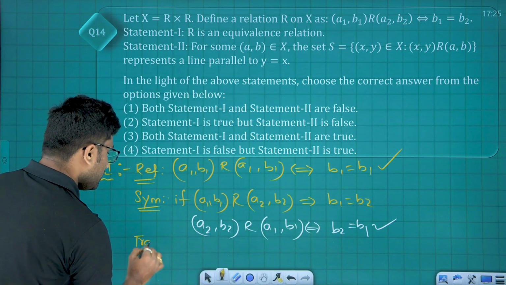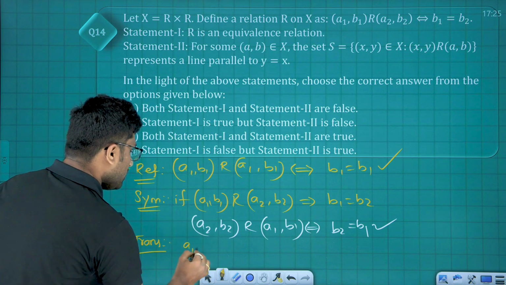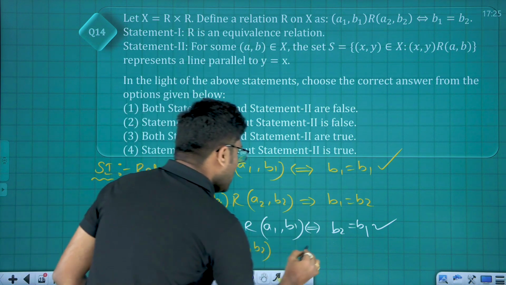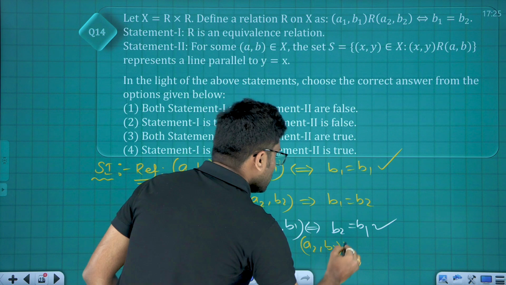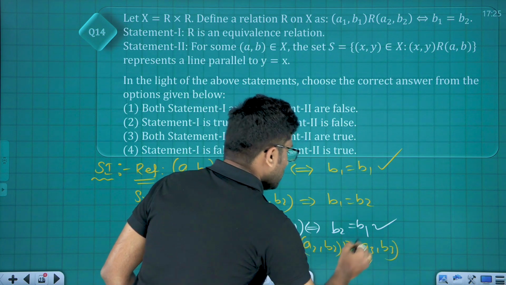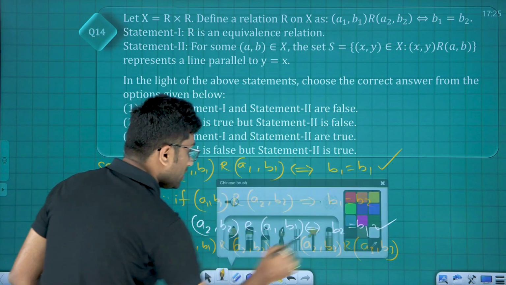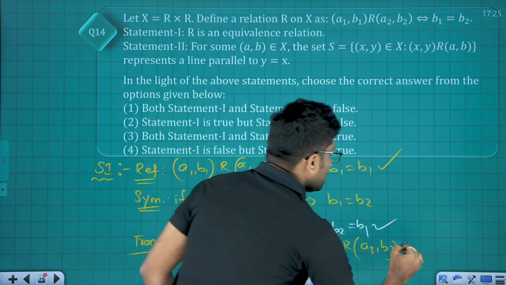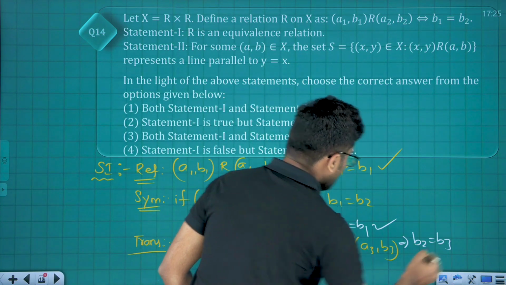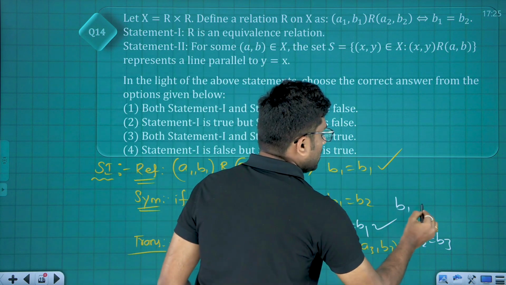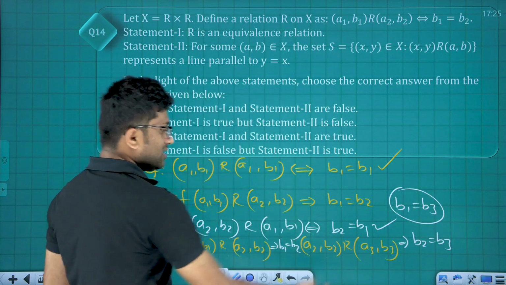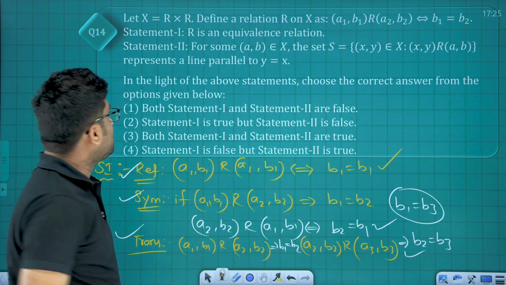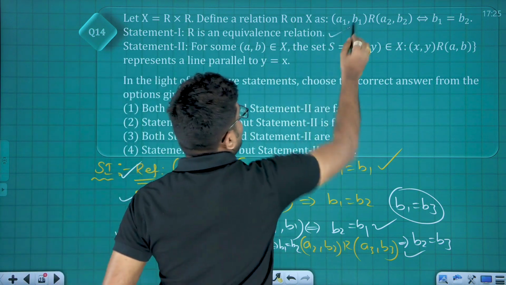For transitivity, first we take (a1, b1) related to (a2, b2) and (a2, b2) related to (a3, b3). So clearly from these two I get b1 equals b2, and from these two I get b2 equals b3. So together I get b1 equals b3. b1 equals b3 means (a1, b1) is related to (a3, b3). So it is reflexive, symmetric, transitive. Hence statement 1, R is an equivalence relation, is correct.